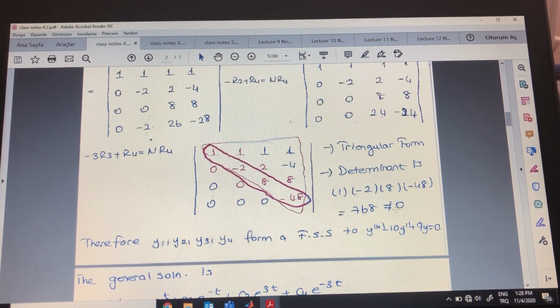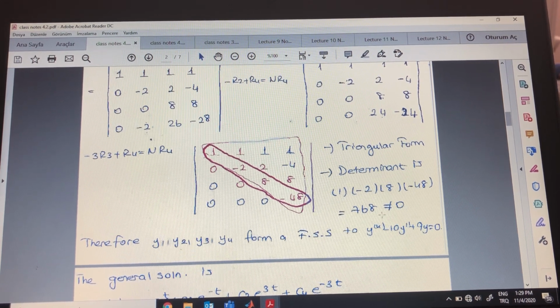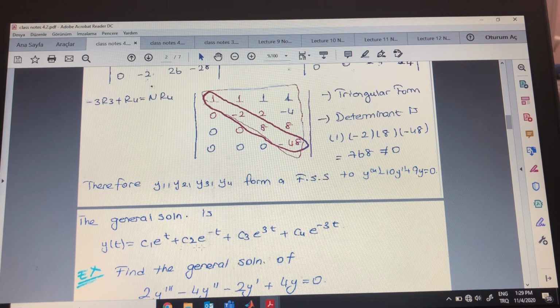And as you can see, it is not 0. Since this is not 0, you can say that these 4 solutions form a fundamental set of solutions for your differential equation, and this is the general solution of your differential equation. Okay? I hope you understand that.